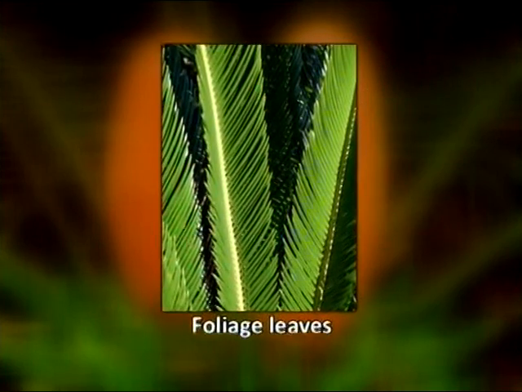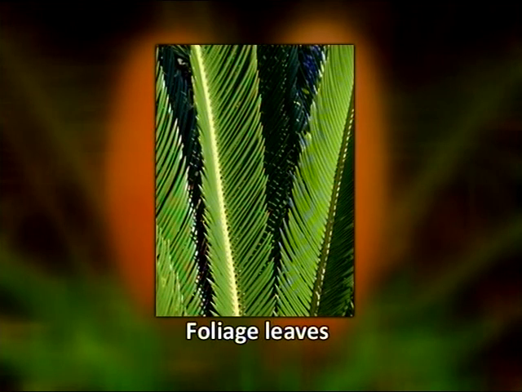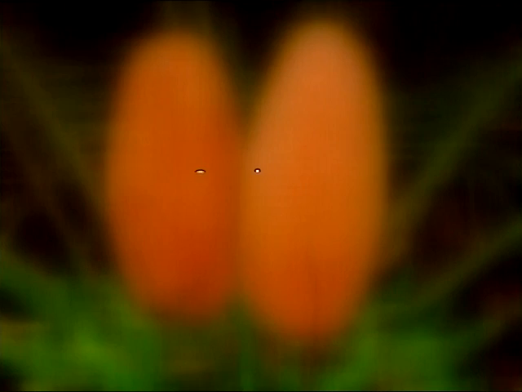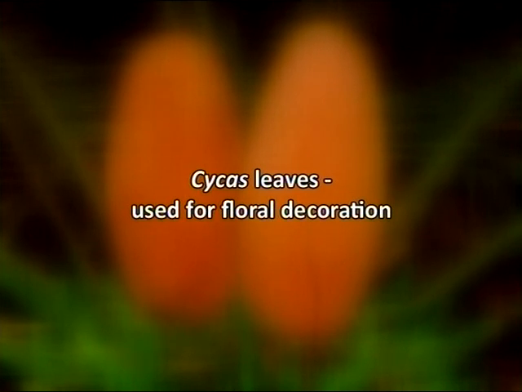The foliage leaves are large, compound, and pinnately divided into many leaflets. They are unipinnate and the pinnae are closely set on the rachis and are sessile. Some of the lower pinnae may be rather tough and leathery in texture, showing their xerophytic nature. The Cycas leaves are extensively used for floral decoration.